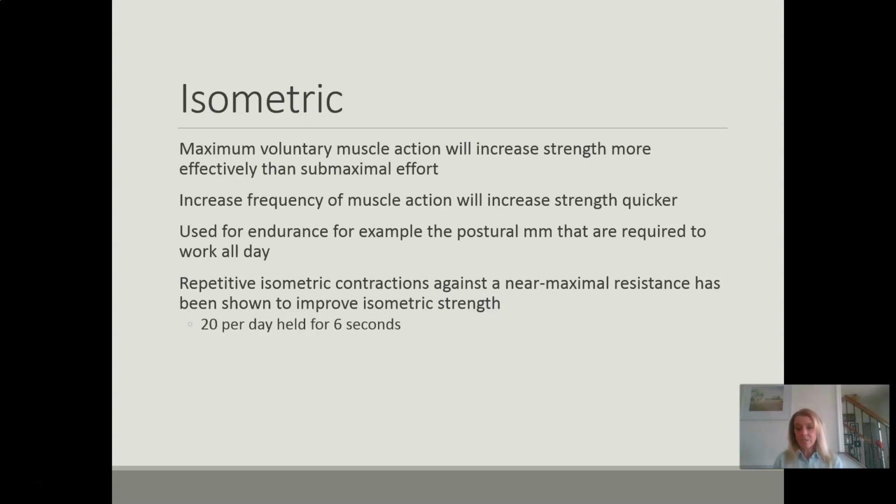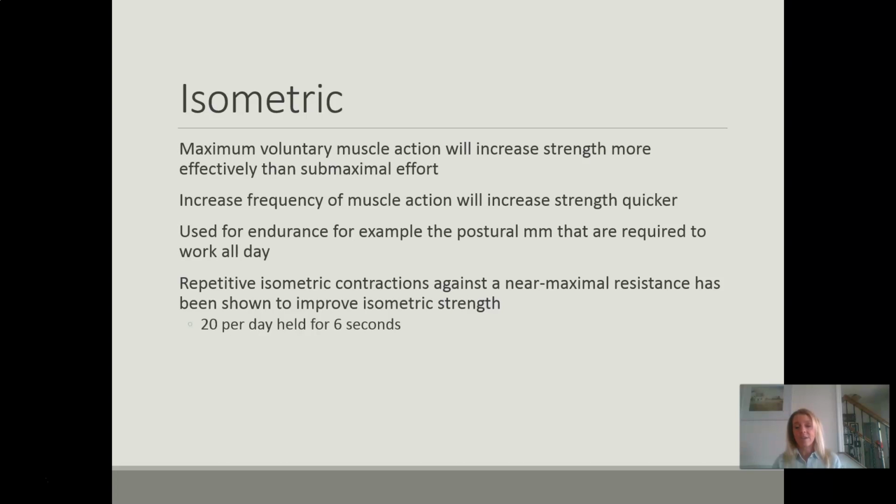We do use isometric contractions on a regular basis. Again, the postural muscles that work for extended periods of time every day, that's an endured isometric contraction of your erectors, of your abs, in order to keep you upright. Repetitive isometric contractions against near maximal resistance have been shown to improve isometric strength, where they did 20 per day holding for 6 seconds. A lot of times with isometric contractions, we are going to have the patient hold them for about 5 to 6 seconds at a time. That's usually enough. And we don't want them to Valsalva while they're holding those contractions. And then they can do a decent amount of repetitions with those.